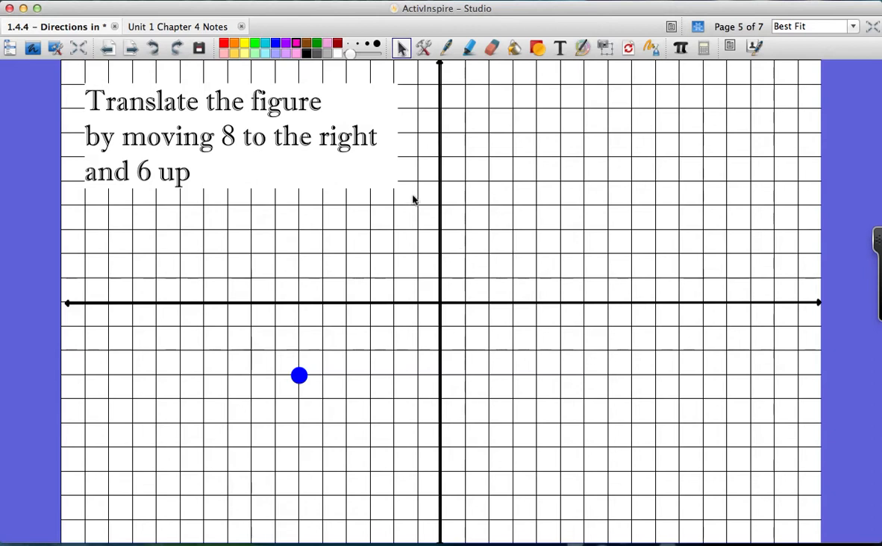All right, so what we're going to do is follow the directions and translate the figure by moving 8 to the right and then 6 up. So if I take this, I'm actually going to copy it so I can see where I started from. I'm going to translate 8 to the right, 1, 2, 3, 4, 5, 6, 7, 8, and then up 6, 1, 2, 3, 4, 5, 6. It's as easy as that. Just follow the directions and then move the point to its new spot.